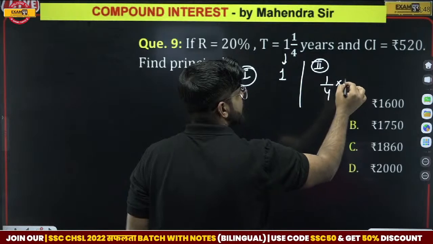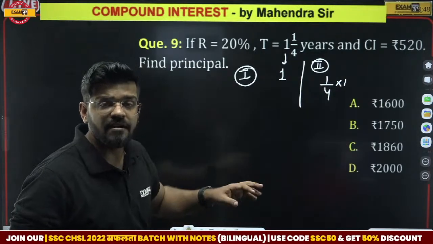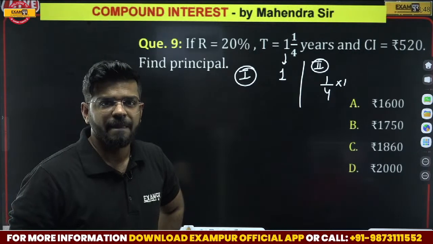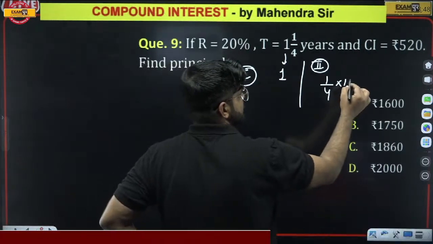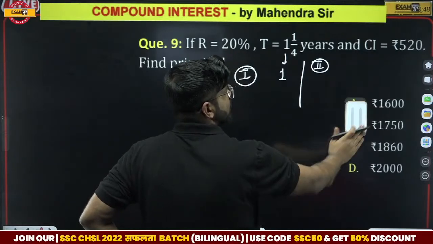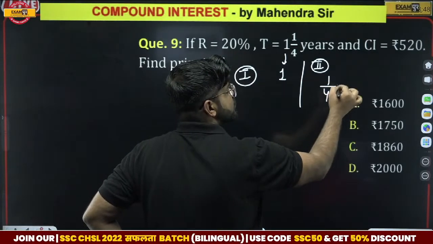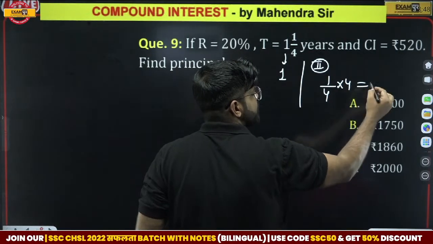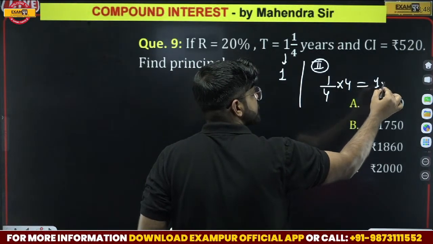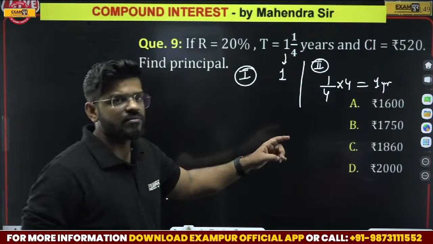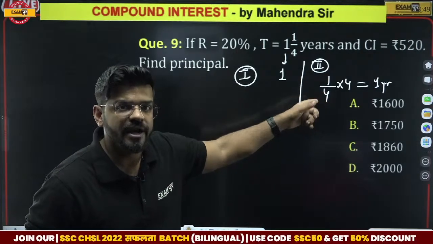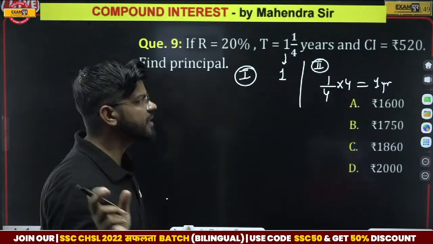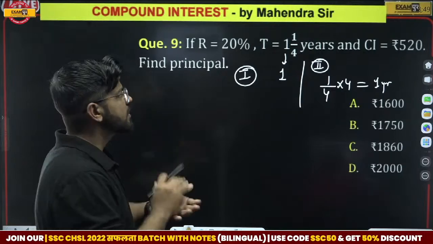So here, how many years do we have? If we calculate here, how many years will we get? Superb. We just have to convert it into 1 year. To convert it into 1 year, we have to multiply it by 4. So we have multiplied t by 4 to make it a full year, the full period in which we are going to calculate.